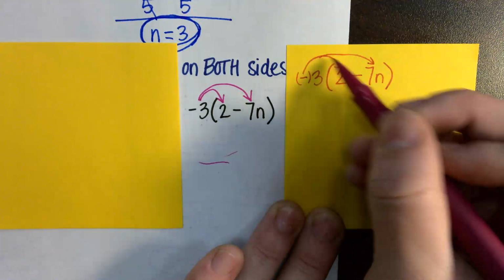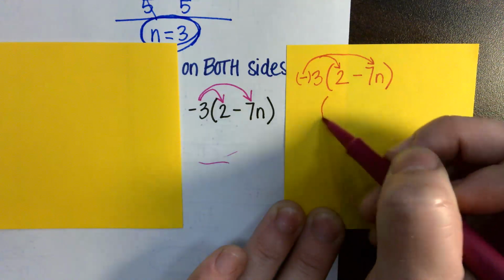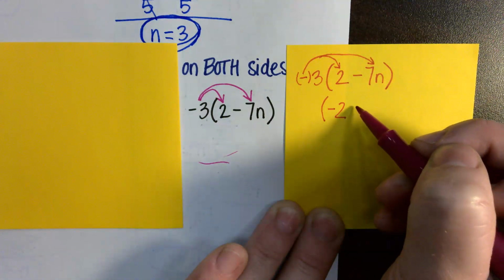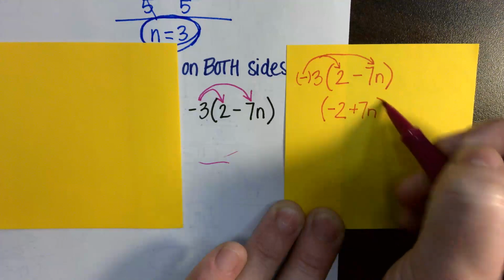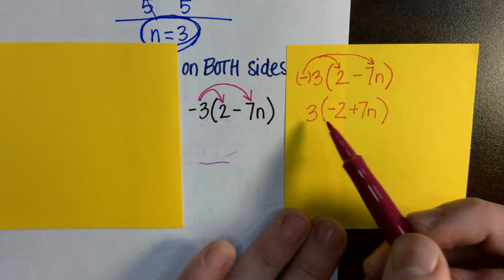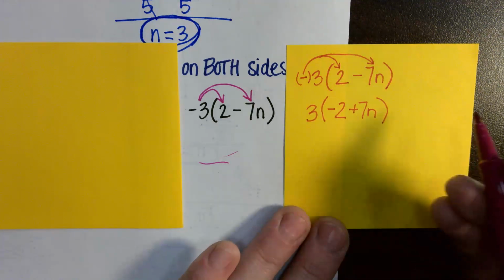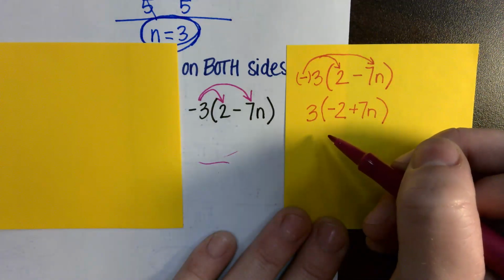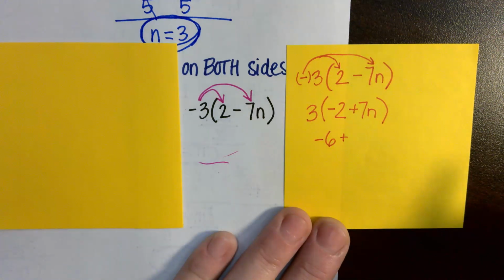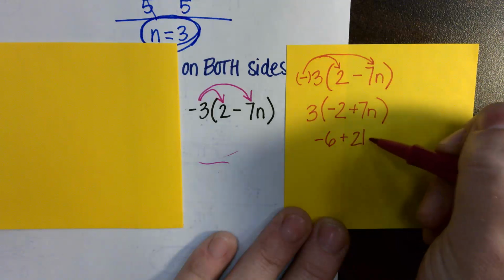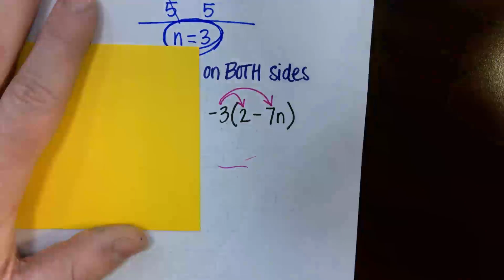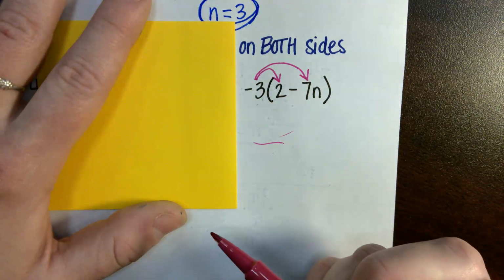And then we would have positive 2 turns into what? Negative 2. Minus 7n turns into what? Plus 7n. And then we still have 3 to multiply by. So now we could do 3 times negative 2. And what's that? Negative 6. Plus, what's 3 times 7? 21n. All right, so that's one way to do it. The other way is to just do negative 3 times 2. What's that?